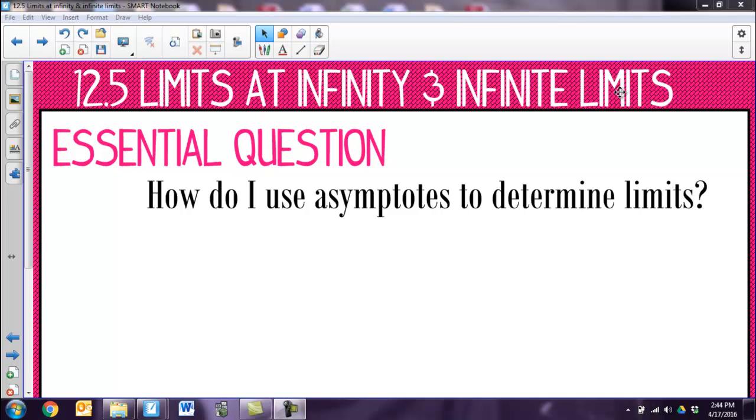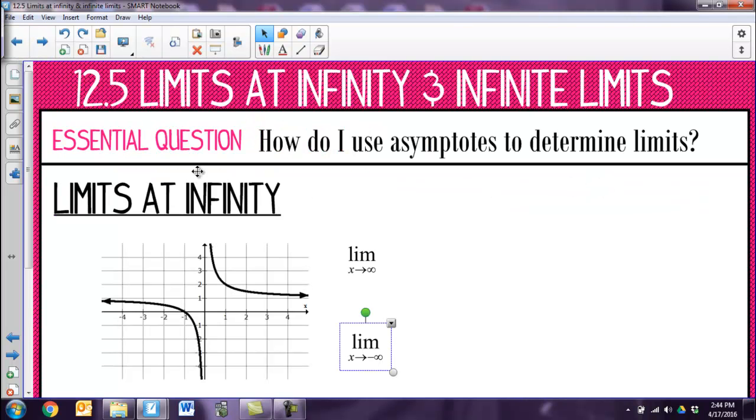Hey guys, today we're going to continue looking at limits, and today we're looking at limits at infinity and infinite limits. In order for us to determine those values, we are going to use asymptotes, which we covered in the rationals unit a while ago. So let's look at some examples.